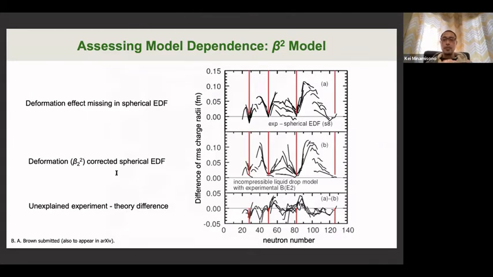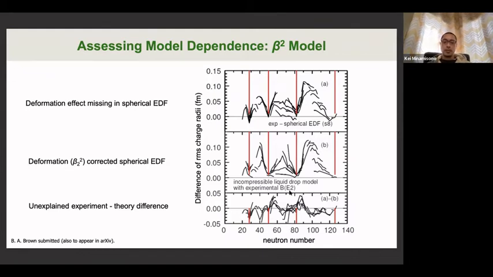Just for fun, here I'm showing the global behavior of such a model. Here I'm showing radius as a function of the neutron number for many different elements. The top panel shows the difference of the spherical calculation from experiment. As you can see, the spherical EDF does a pretty good job for the magic nuclei. However, in between, there's a huge deviation. The middle panel is the EDF calculation that contains the beta 2 corrections. The top and middle panels resemble each other, almost similar. Of course, the bottom panel is the difference between these two panels, the top and middle.